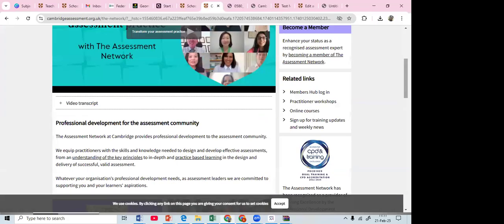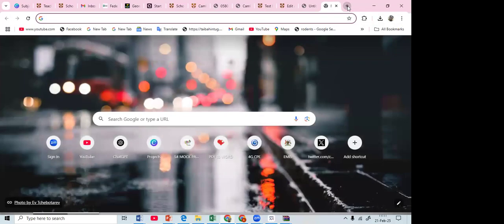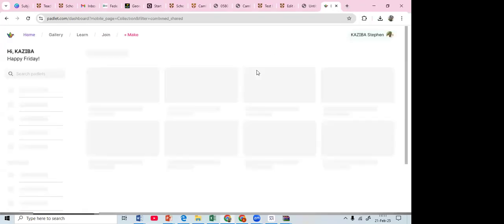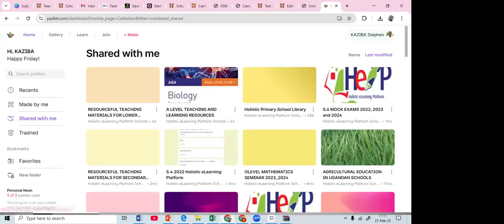But they also have professional developments that can go for 3 weeks, 4 weeks, to help you learn more about the Cambridge system. So these are some of the things. But I know some of you may have the resources or the books, but I know I keep placing some of my resources on the Padlet.